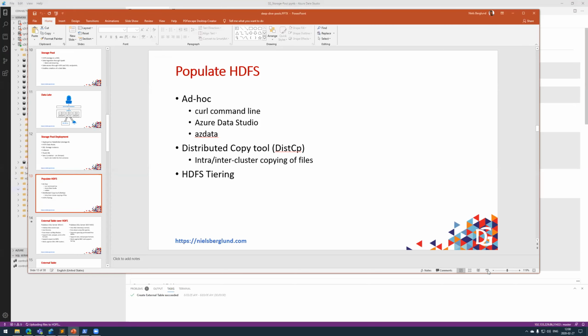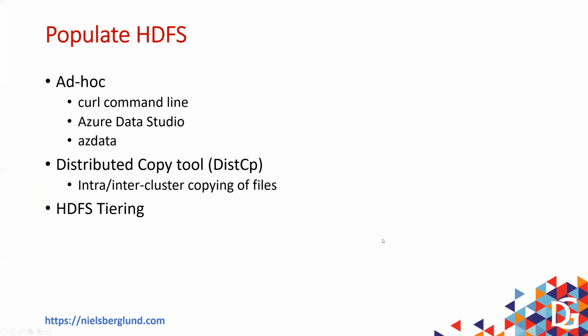And let's go back to the slide deck. So now we have the ways we can populate HDFS ad hoc. We use the Azure Data Studio way, we can use the distcp tool, or we can do tiering. Dependent upon what data you want to populate here, I assume that you will most likely use curl, Azure Data Studio, or HDFS tiering, dependent upon what data you want to populate HDFS with.